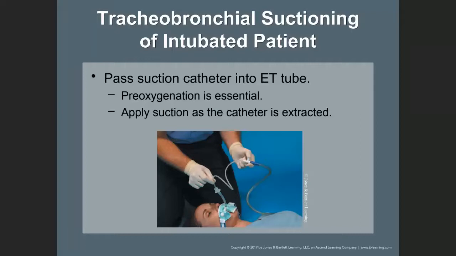If the secretions are too thick, then maybe 2 to 3 mL of saline may need to be squirted into the endotracheal tube to loosen up the secretions before suctioning. Don't exceed 10 seconds.